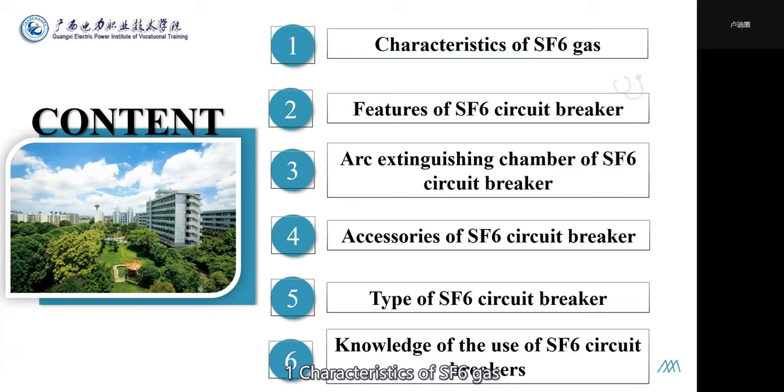Content: 1. Characteristics of SF6 gas. 2. Features of SF6 circuit breaker. 3. Arc extinguishing chamber of SF6 circuit breaker. 4. Accessories of SF6 circuit breaker. 5. Types of SF6 circuit breaker. 6. Knowledge of the use of SF6 circuit breakers.